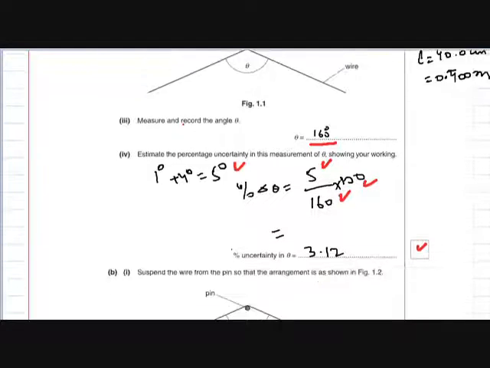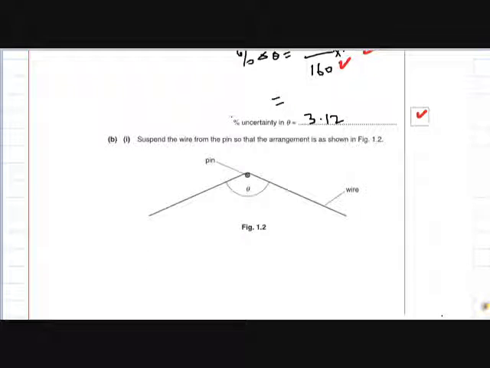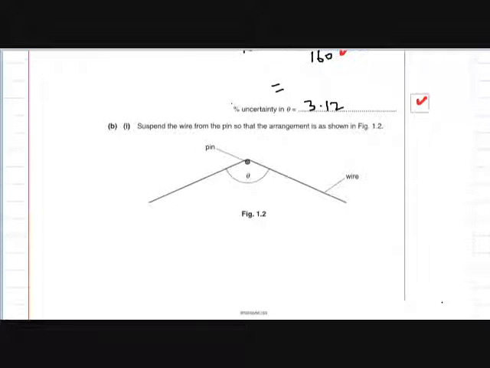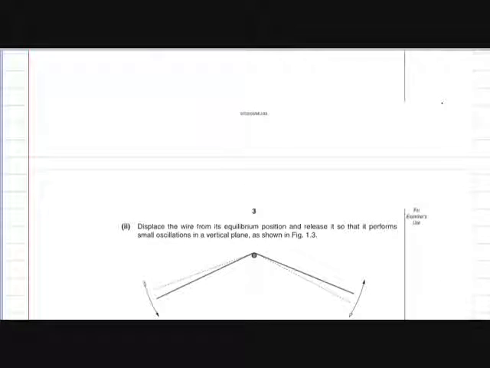What is the next part he says? He says suspend the wire from the pin so that the arrangement is as shown. Now the arrangement should be this one. Displace the wire from its equilibrium position and release it so that it performs small oscillations. It will be oscillating like this, here and there, and we have to find the time for one oscillation.